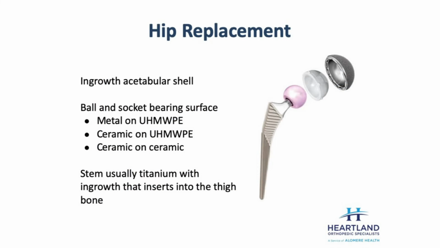Hip replacement, similar concept. We will utilize a metal shell that fits into the pelvis that the bone actually grows into. And in that shell, there is a bearing surface that will fit into that. And then that bearing surface, whether it is plastic or ceramic, will then articulate with a ball that may be a metal ball or a ceramic ball. And that ball then fits on a stem that goes down the thigh bone. Typically, these stems are made of titanium, but occasionally we will use a cemented stem in older patients with poor bone quality.